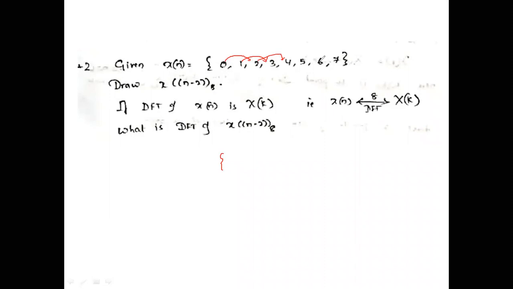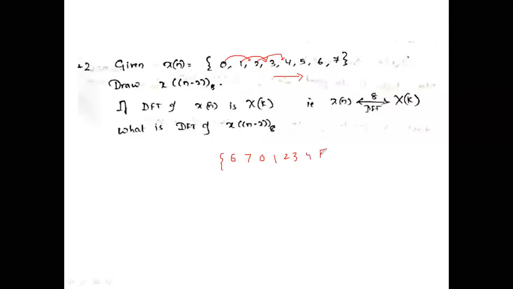No. The first term in x of n minus 2, I think it is 6. First there will be a 6. This is n minus 2, the values move toward the right side. Yes, 6, good. 6, 7, then 0, 1, 2, 3, 4, and 5.